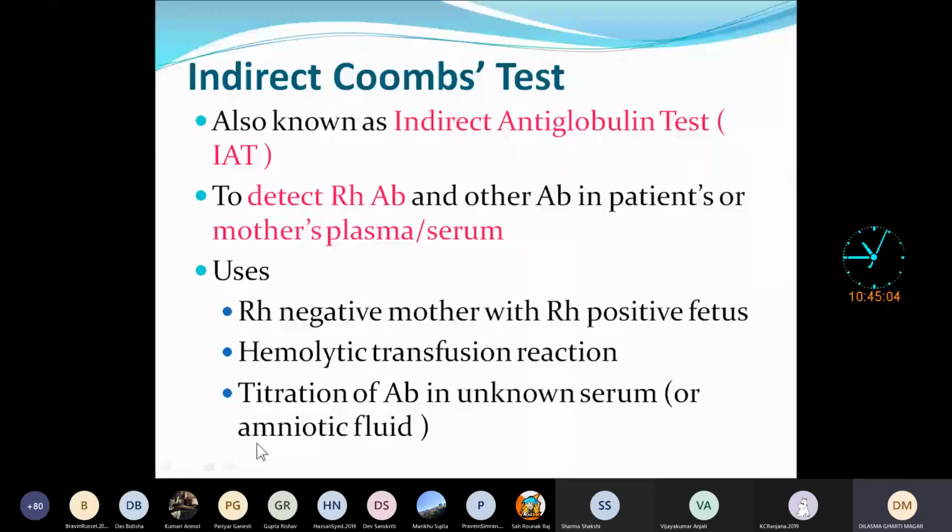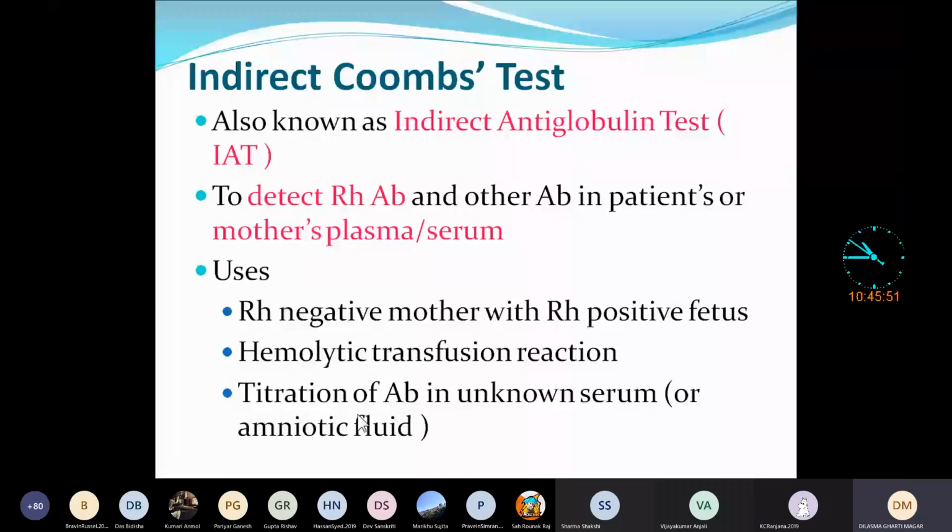Understood here? So now we can do this test in these cases. One, in case of the Rh negative mother when the baby is Rh positive, and two, in case of the hemolytic transfusion reaction, where we want to detect whether the plasma or the serum is having any antibodies or not. And also in case of the titration of the antibody in case of the unknown serum. Whenever antibody is there in the serum, at that time we want to see the titration. So how much of the antibody is there? Is it less in amount or is it high in concentration? That we want to see by doing the titration. Titration means we will do it in different solution concentrations, that is known as the titration. This slide is clear?